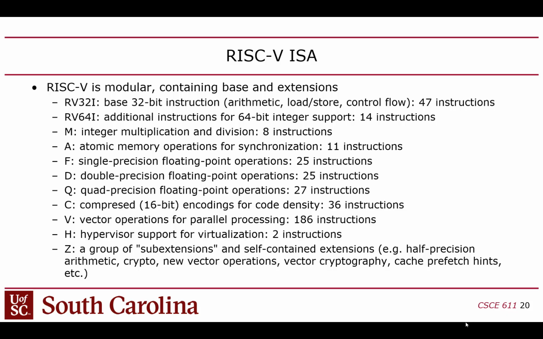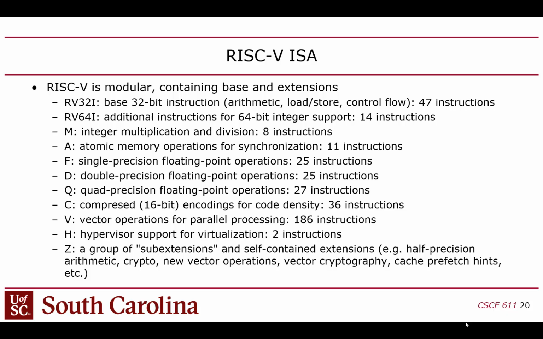And then you have features like atomic memory operations, which you need if you have a multi-core processor. Then you have single and double precision floating point. They have a quad precision floating point, Q. Then they have a set of compressed instructions, which are only 16-bit instructions, which are analogous to ARM's Thumb instruction set. That's for where you're very memory constrained. Then they have a vector instruction set. You'll notice that the vector instructions are kind of wild. That's 186 instructions. It's a huge set of instructions, but those are there to support machine learning and scientific computing and stuff like that.